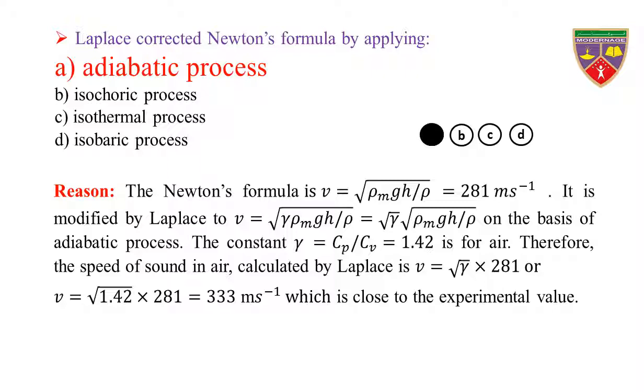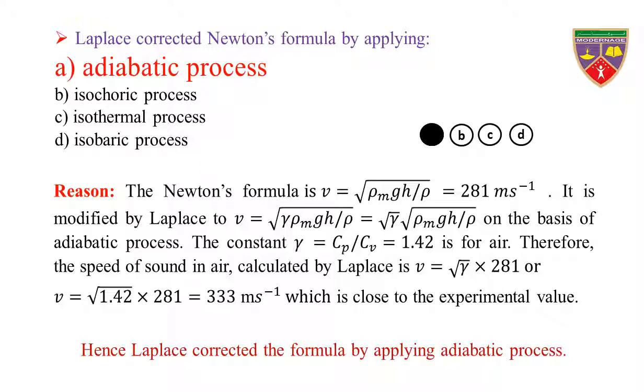Therefore, the speed of sound in air calculated by Laplace is v is equal to square root of gamma into 281, or v is equal to square root of 1.42 into 281. Simplification gives 333 meters per second, which is close to the experimental value. Hence, Laplace corrected the formula by applying adiabatic process.